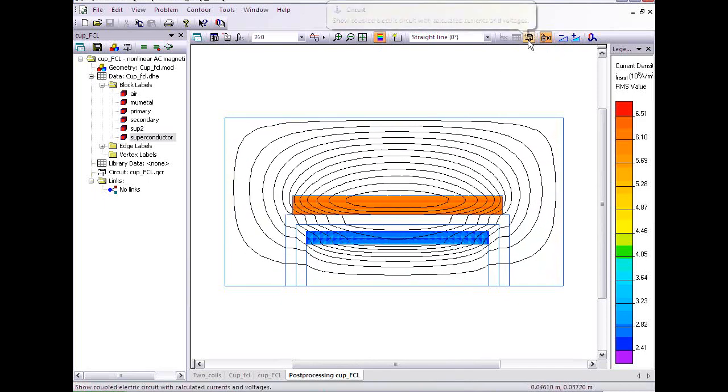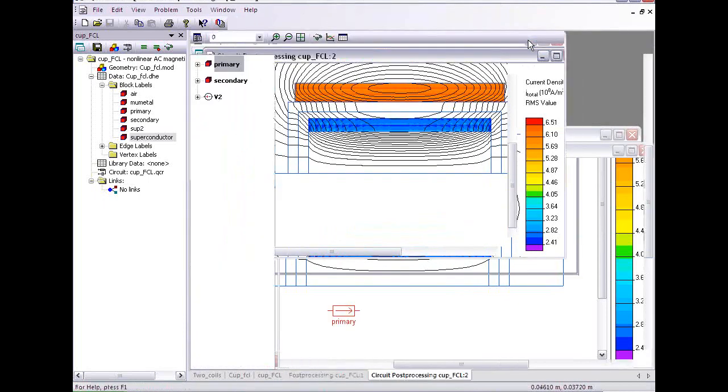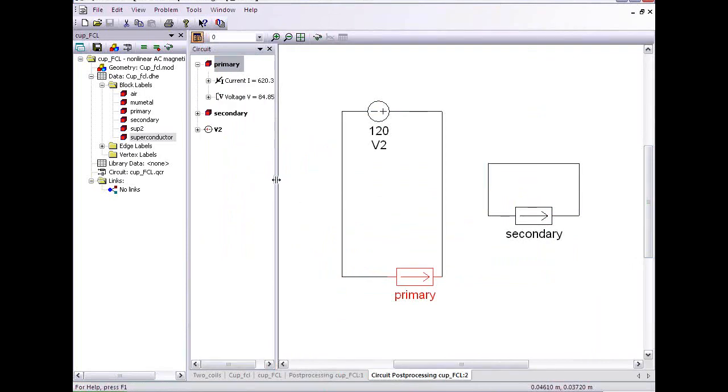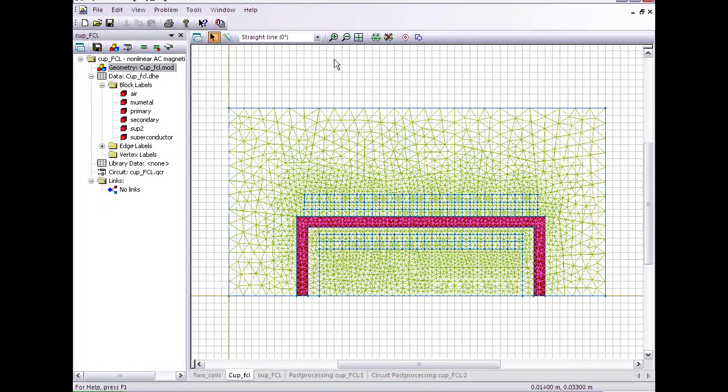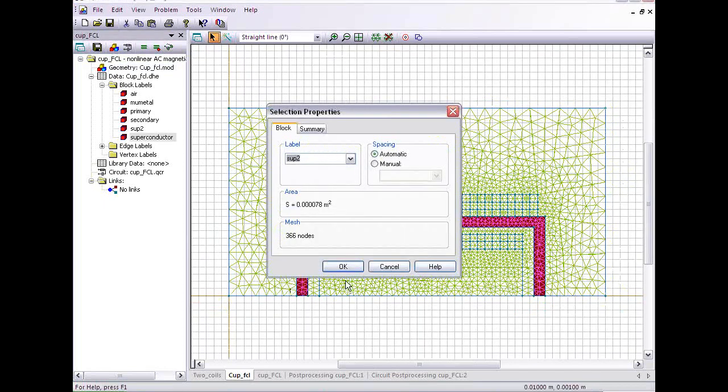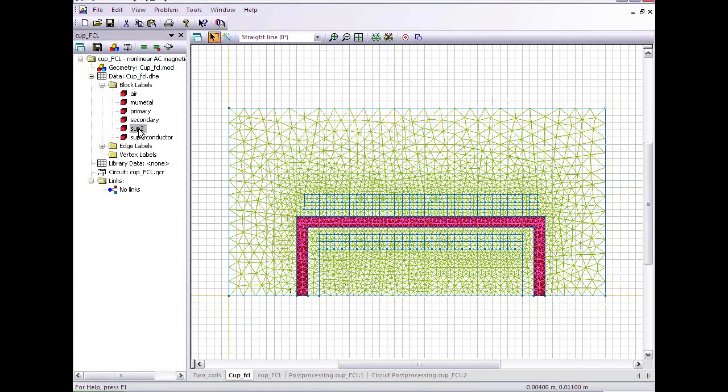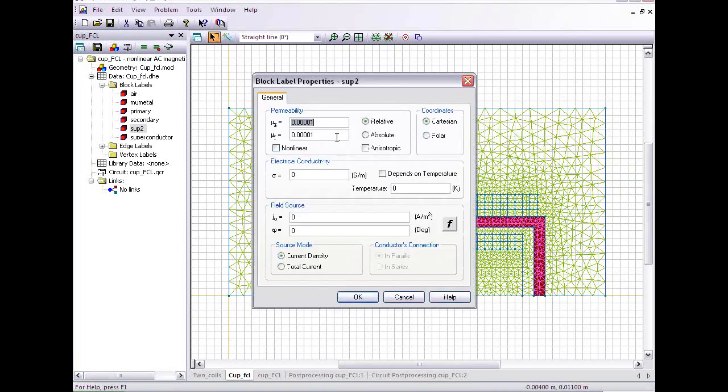If we want to look at the current that's flowing in the primary circuit, it's something like 620 amperes at the moment. Okay, and we can compare that once again to the current that's flowing in the unfaulted state. So let's go ahead and look at the case where this is the superconductor that's highlighted here, and I'm going to model the superconductor this time instead of a nonlinear superconductor with just a very small permeability.